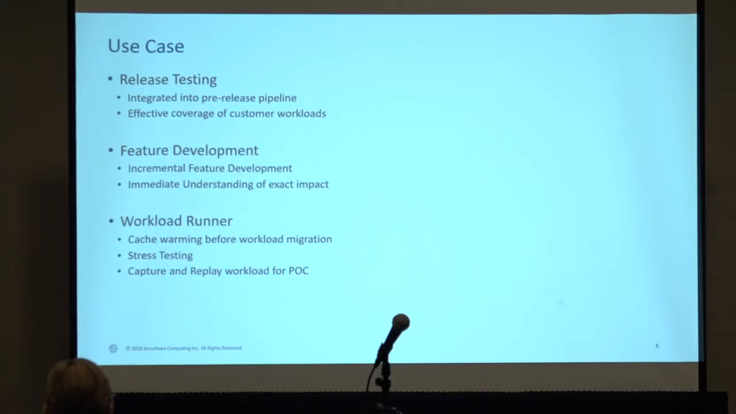The third use case is a sort of generic workload runner. For example, we use Snowtrail to warm up various caches in various layers of the system before migrating a customer to a new set of cloud instances. This avoids performance peaks during migration, so that the customer workloads themselves do not actually have to warm up these caches. We have these canary workloads that do that for us. It's also used for stress testing, and for capturing and replaying workloads for POCs.